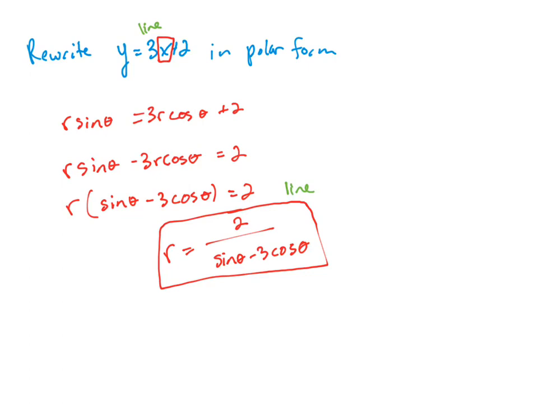Now you might be thinking, why do we care about doing this? Well, in calculus, once we start doing integrals of different areas, it makes setting up integrals and solving them a lot easier if they're in polar form versus rectangular form. So we need to be able to take something that's in rectangular form and rewrite it into polar form.